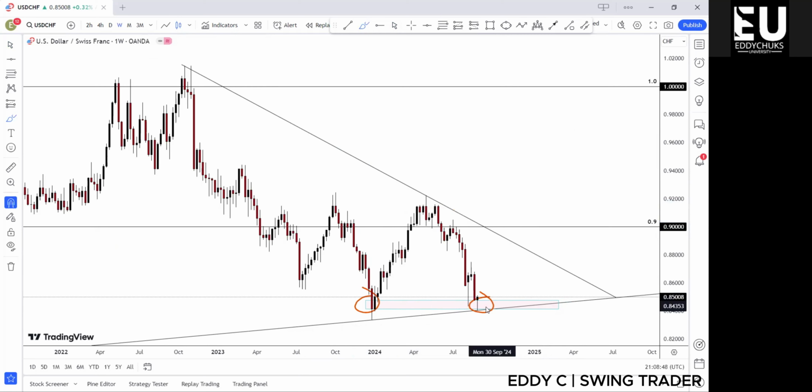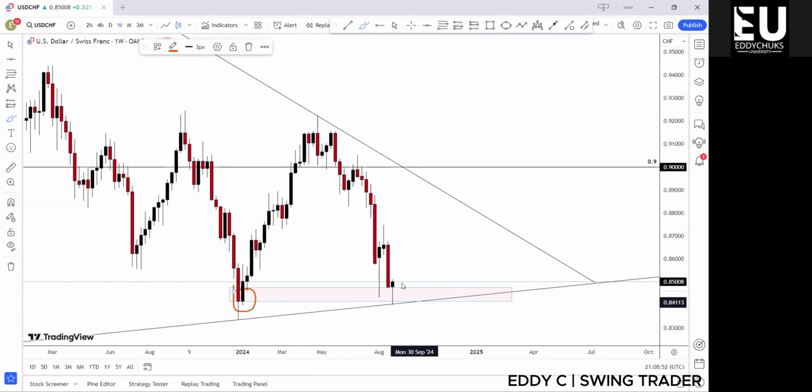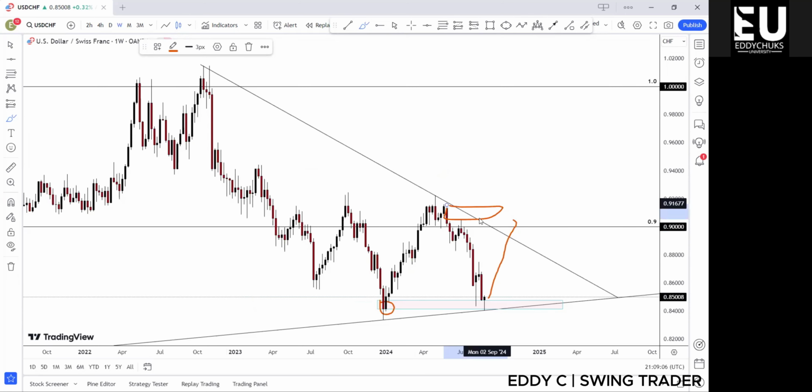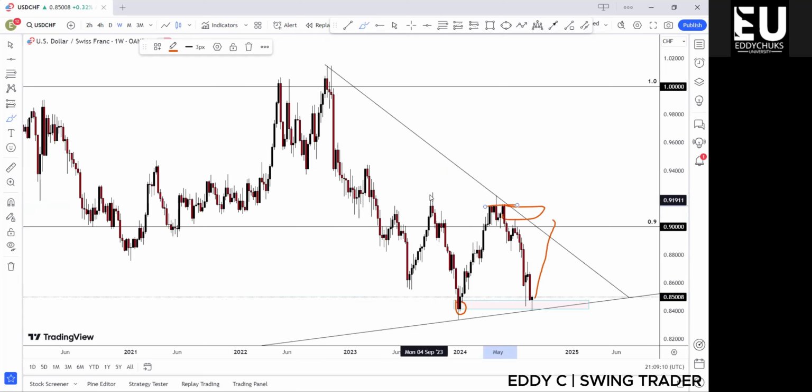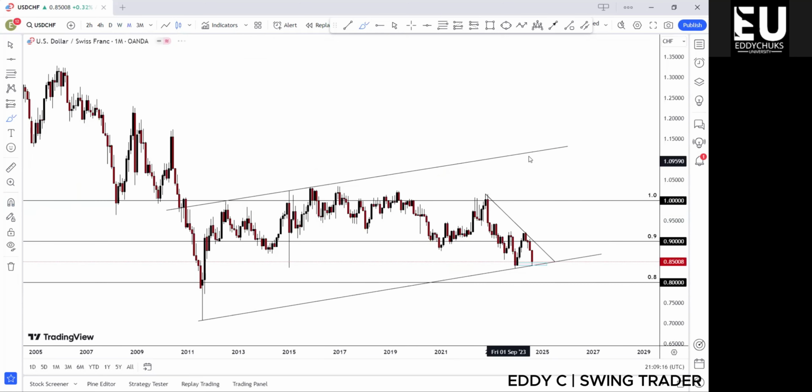Looking at the previous area of support around there, the market has given us a pin bar reversal to the upside, and we are expecting further momentum back into the prior area of resistance around there. And if this eventually breaks, then we know our area of interest, which we are going to be focusing on.